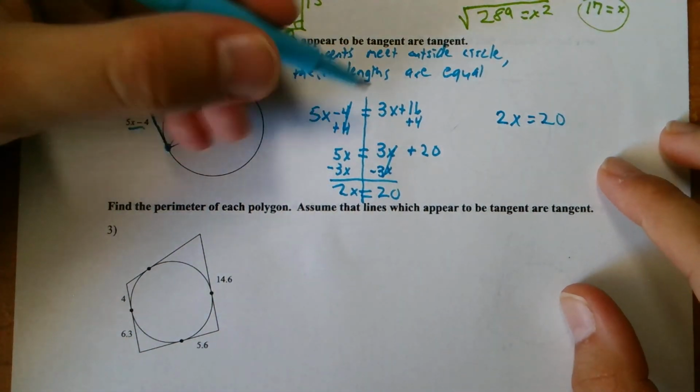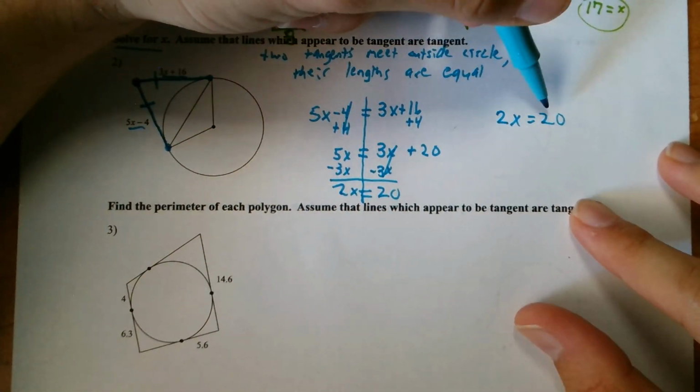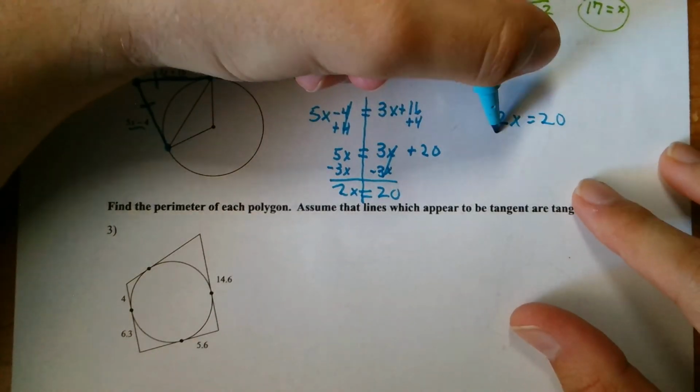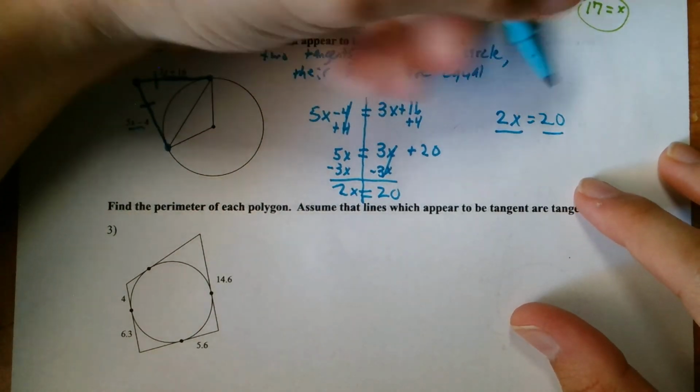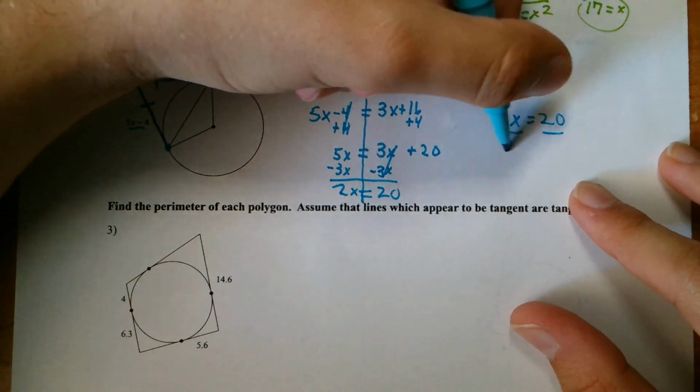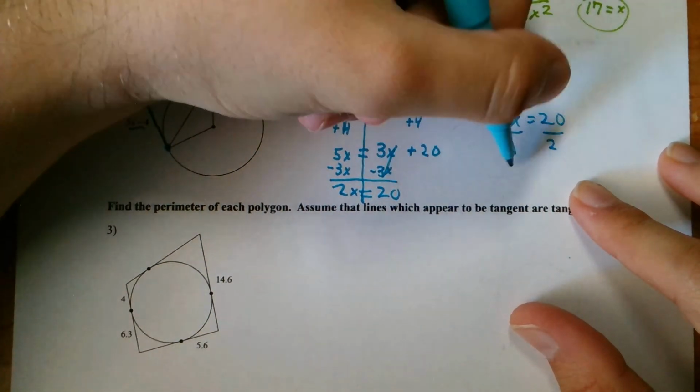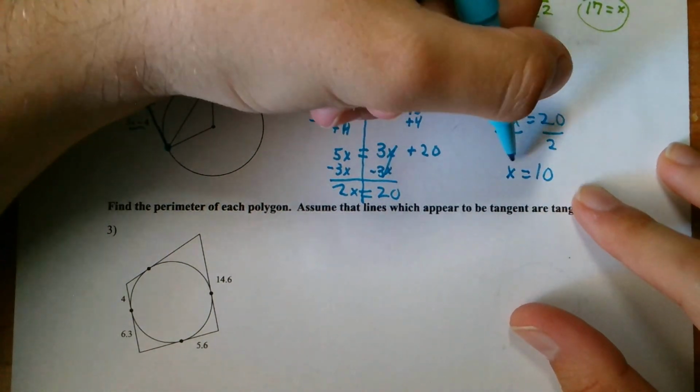Rewrite that over here. So now that we've gotten 2x equals 20, last but not least, we have to get rid of that 2. So since that says 2 times x, divide by 2, boom. You get x equals 10.